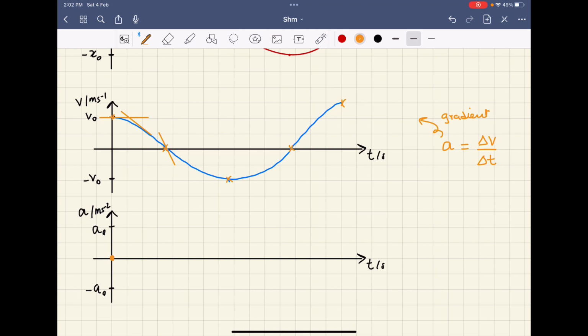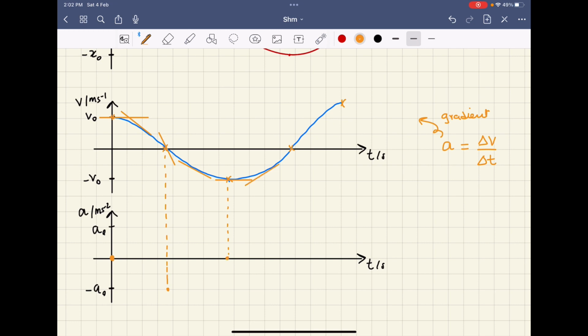So we will have, but the gradient is negative, right? It's now minus, so we will have at this point somewhere here, the maximum acceleration in the negative sense. And once again, this gradient will start to decrease until we reach this point where the gradient is once again 0. So at this point exactly we will have 0 acceleration.